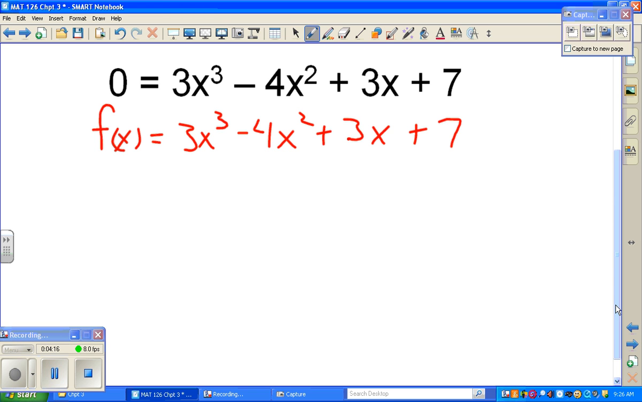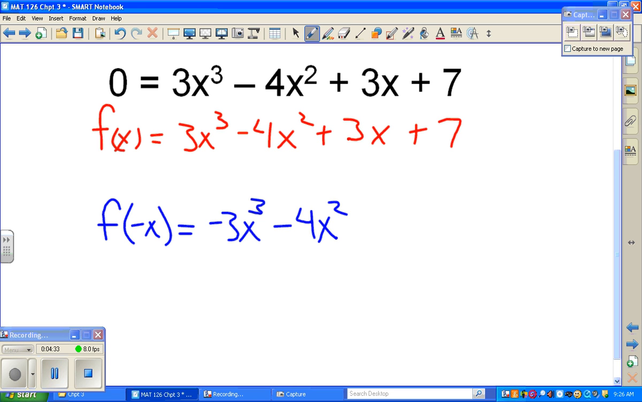What does f of negative x look like? If I put negative x in, I get negative 3x cubed. For some people, this is challenge enough. If I put negative x in and I square it, multiply by 4, what do you get? Negative 4x squared. If I put negative x in and multiply by 3, what do I get? Negative 3x. And negative x in for 7, what do I get? Plus 7.